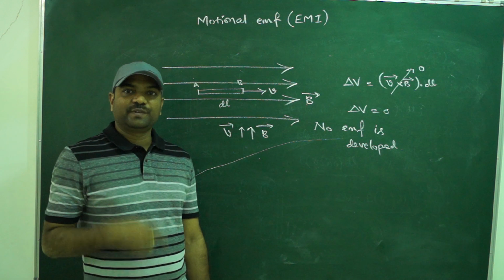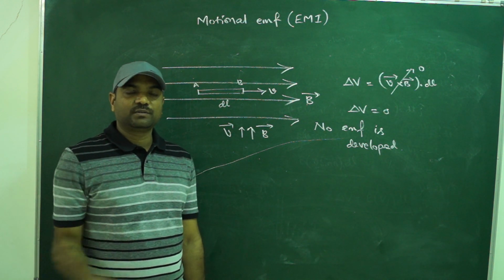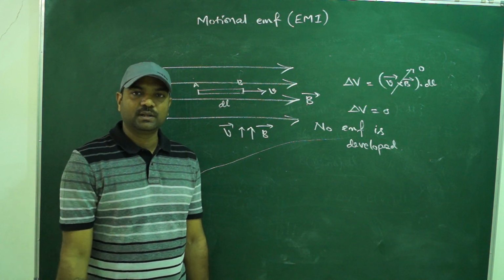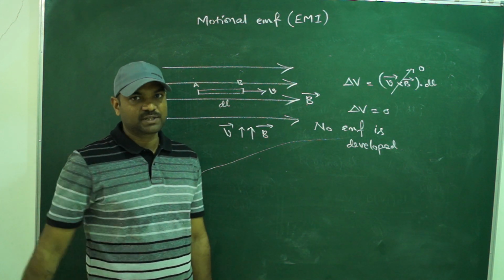So whenever the rod is moving in the direction of the magnetic field, you don't find any EMF across the rod. So that is one general principle in motional EMF. Try to remember this idea.